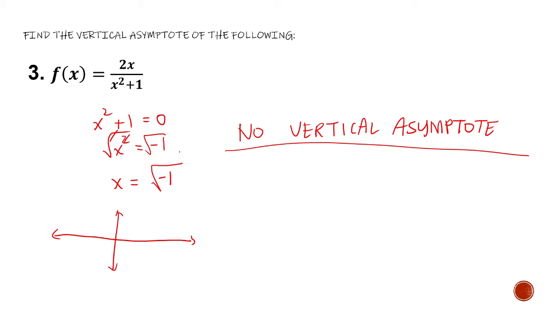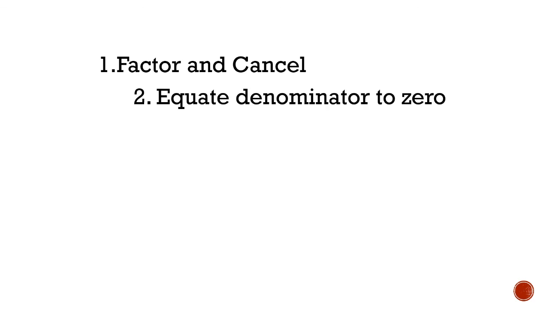So kung nag-solve ka ng vertical asymptote and you came across an imaginary number, well, wala kang vertical asymptote. So your graph can go wherever he wants to go. Walang boundary, walang wall. So yun po kung paano kunin ang vertical asymptote. So let's review. First step is to factor and cancel kung factorable ang numerator at denominator. Next step, after factoring, we'll equate the denominator to 0 and you solve for x. And whatever kung ano man yung na-solve mo, yun ang vertical asymptote mo.